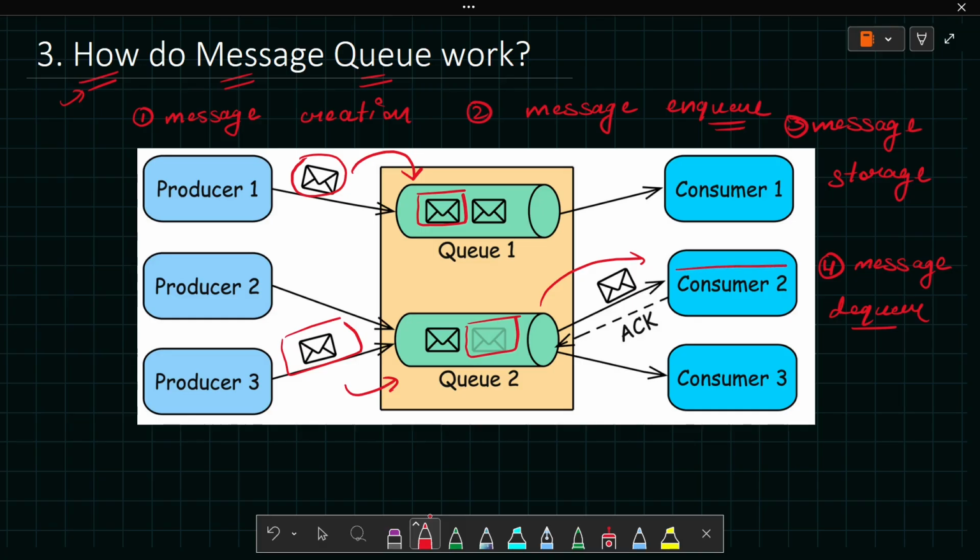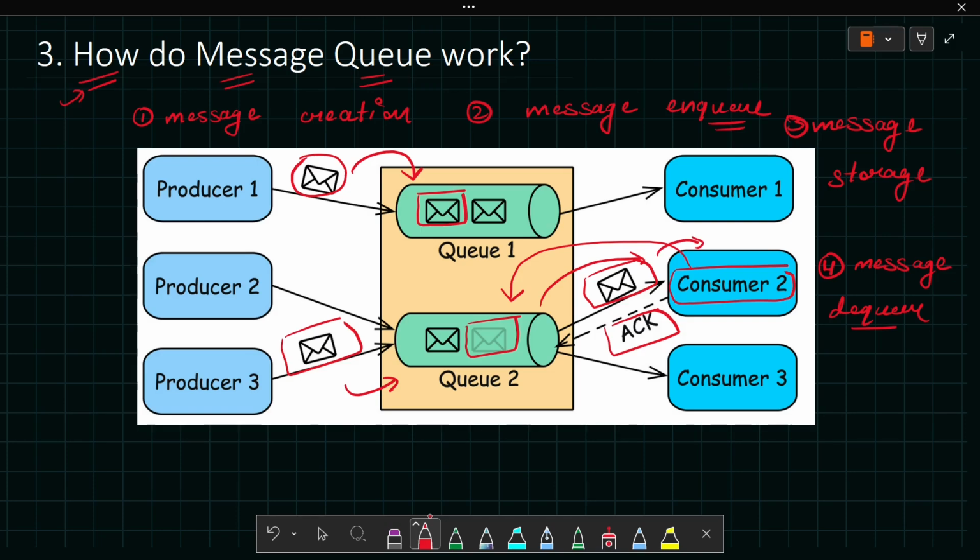Once the consumer receives the message that we have dequeued from the queue, it checks all the details, and after checking it, it sends an acknowledgement. It is saying to the queue, hey, I have already received the message that you have sent to me. So it sends an acknowledgement to the queue.